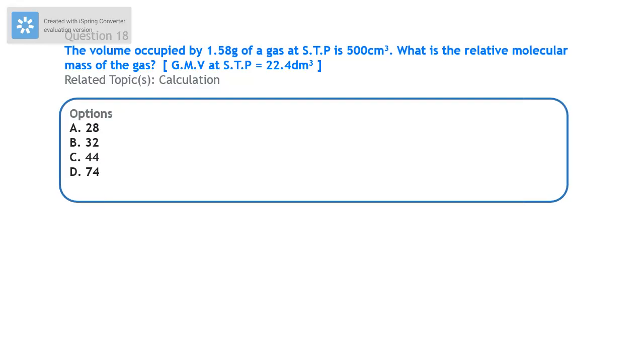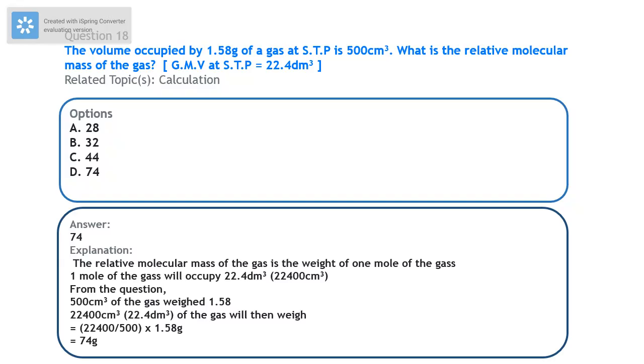Next question: the volume occupied by 1.58 gram of a gas at STP is 500 cm cube. What is the relative molecular mass of the gas? The relative molecular mass of the gas is going to be the weight of 1 mole of the gas. Now the volume of 1 mole of the gas is 22.4 dm cube at STP. If we convert this to cm cube by multiplying by 1000, we are going to have 22,400 cm cube.